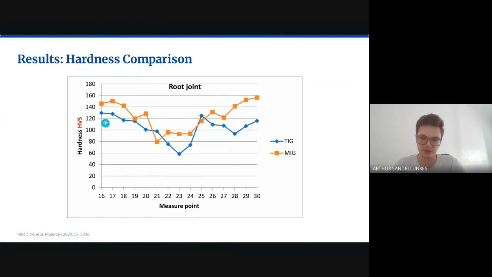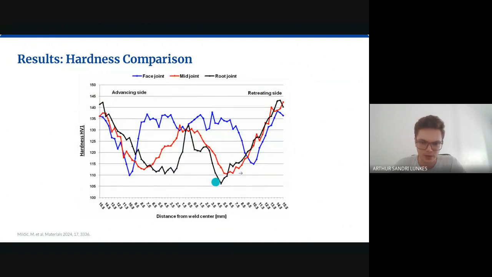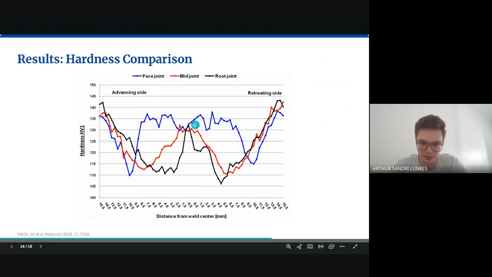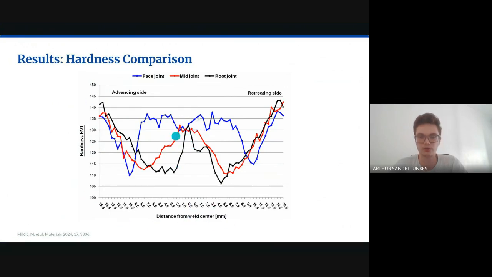So we have the same decrease in the middle of the weld zone. Here we have results of the friction stir welding. So as you can see, we have the results in 3 different points: the face, middle, and root joint. So here we have the hardness and distance from the weld center. So this is in the middle of the weld zone.